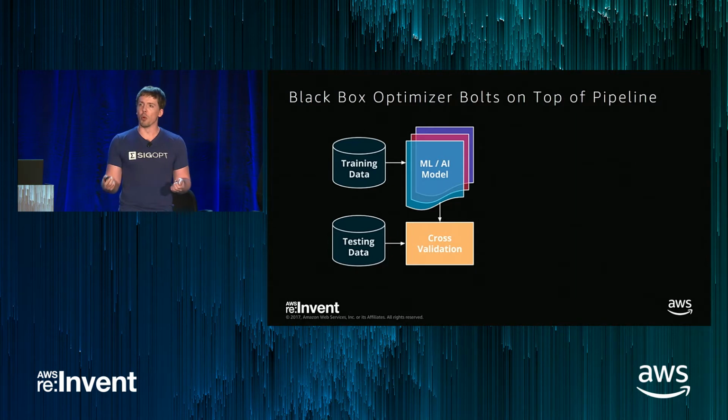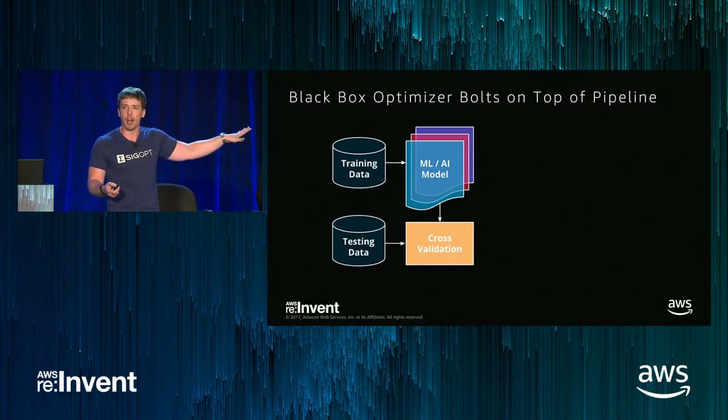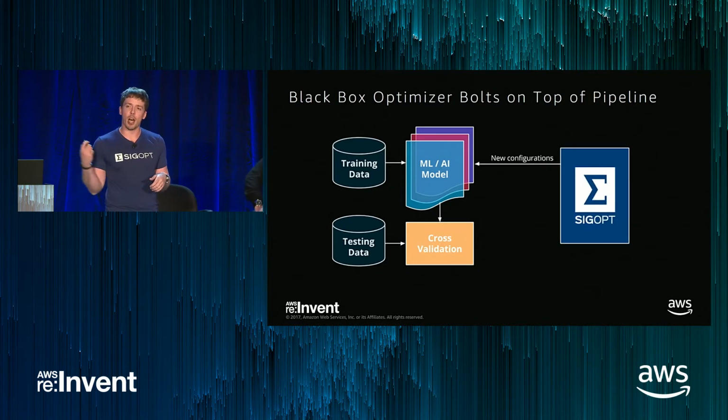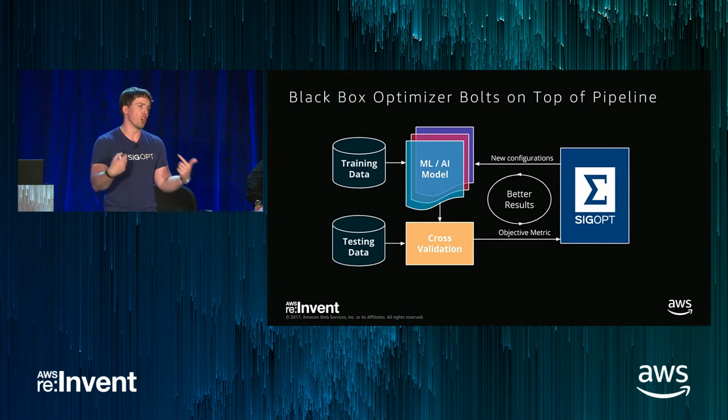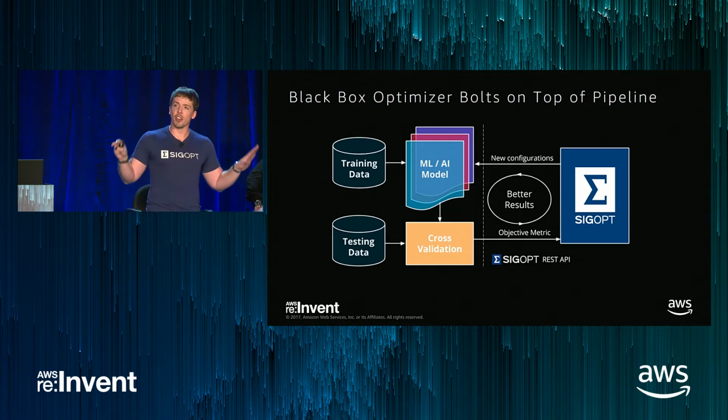So how this actually works is via a SaaS REST API. You have your machine learning model in the background, you have your data, and whatever it may be. SIGOP bolts on top, suggesting configurations via a REST API request. You report back how well it did, we learn from that, and continue and converge you to better and better results. And all of this happens via this REST API.